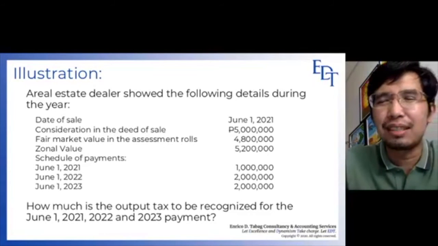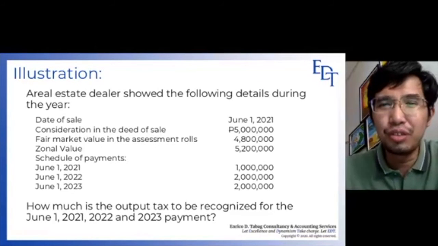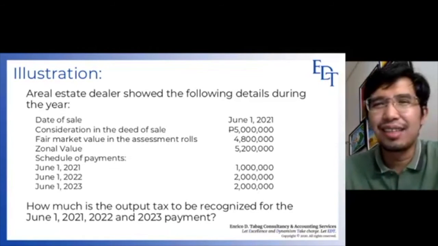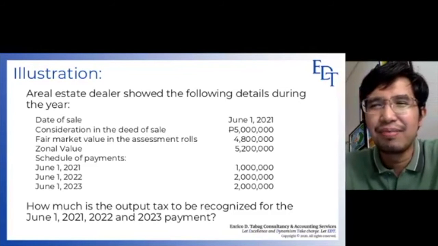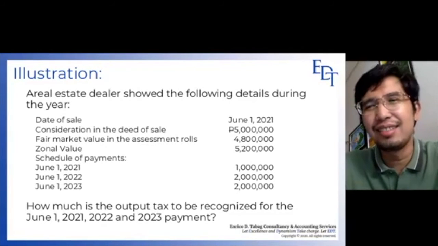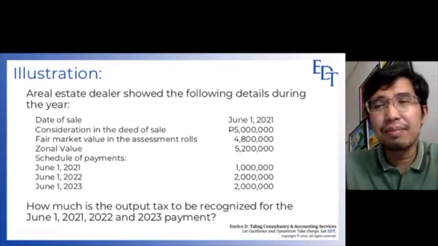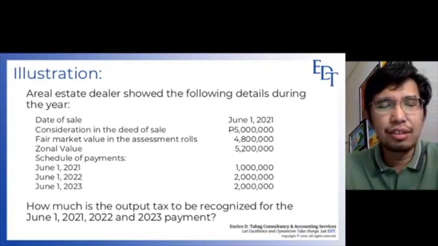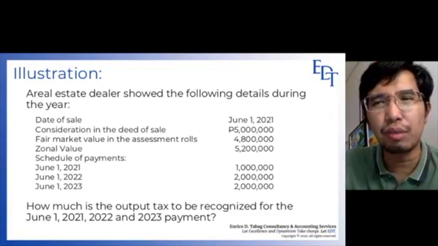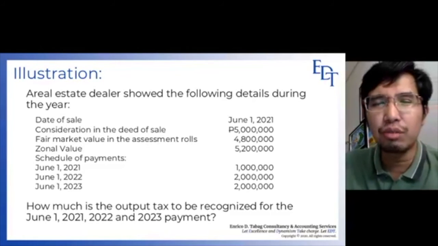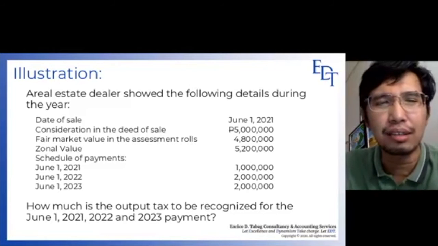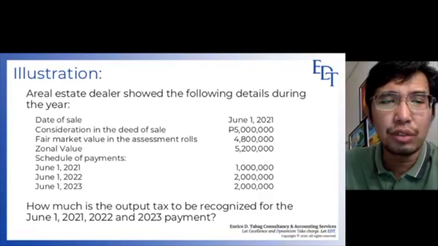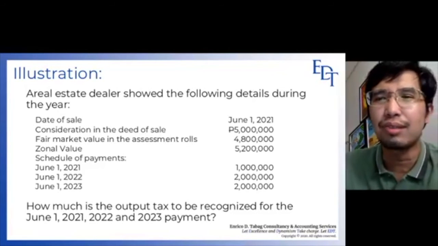5.2 times 12%. When do we report? June. Okay, June 1, 2021. Pero ang June ay pasok sa second quarter. Kaya pasok siya sa second quarterly filing and payment. Okay? So, let's proceed. However, ano kasi ito? Ang nangyari ay pautang. So, yung iba, makokolekta ngayon 2021, 1 million ngayon 2021, 2 million sa 2022, and another 2 million sa 2023. Ang tanong, magkano ang output tax to be recognized for June 1, 2021, 2022, 2023?